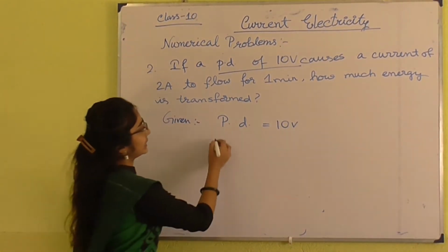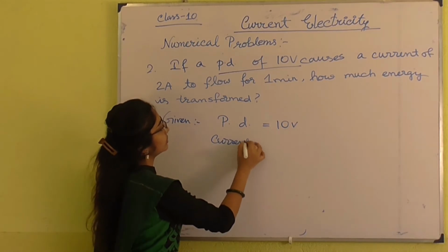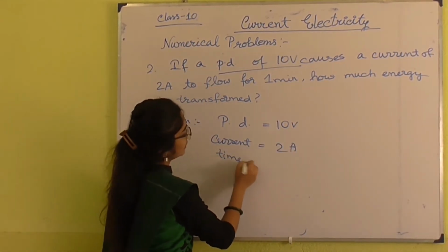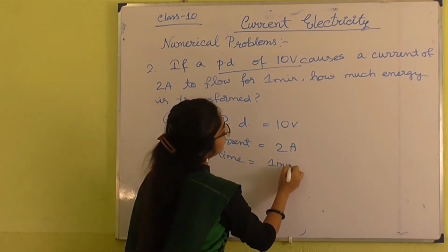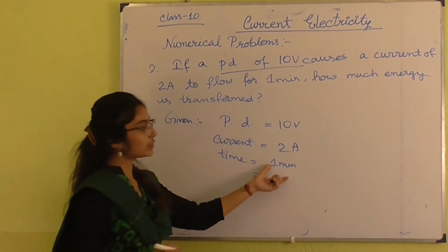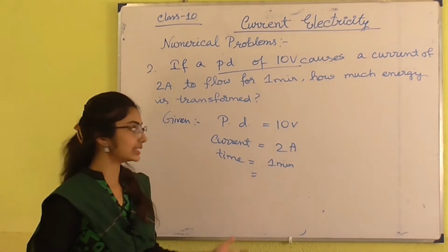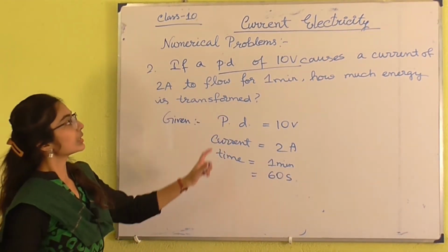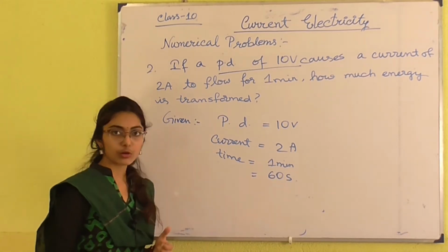The amount of current is 2 ampere and time is 1 minute. For time you have to always convert it into seconds, not minutes. So time is actually 60 seconds. So the question is how much energy is transformed.